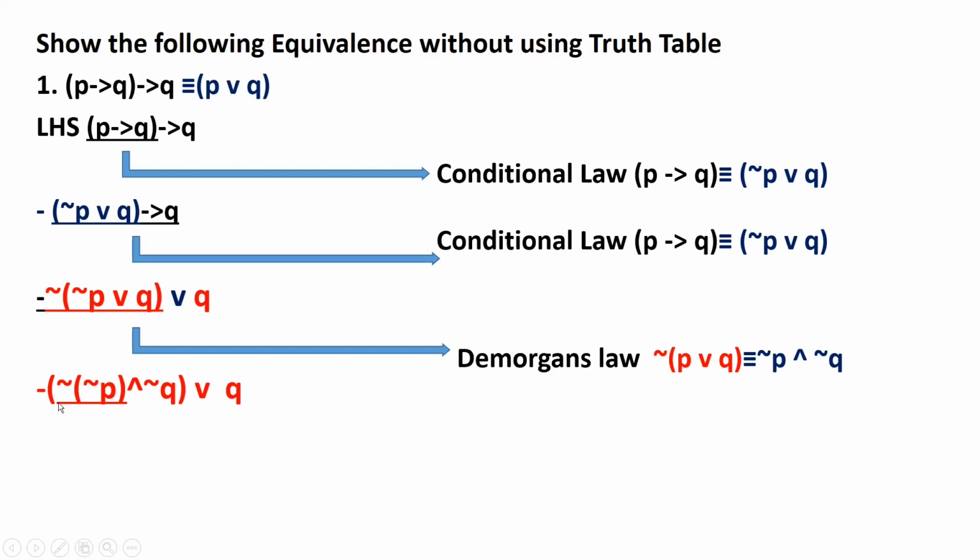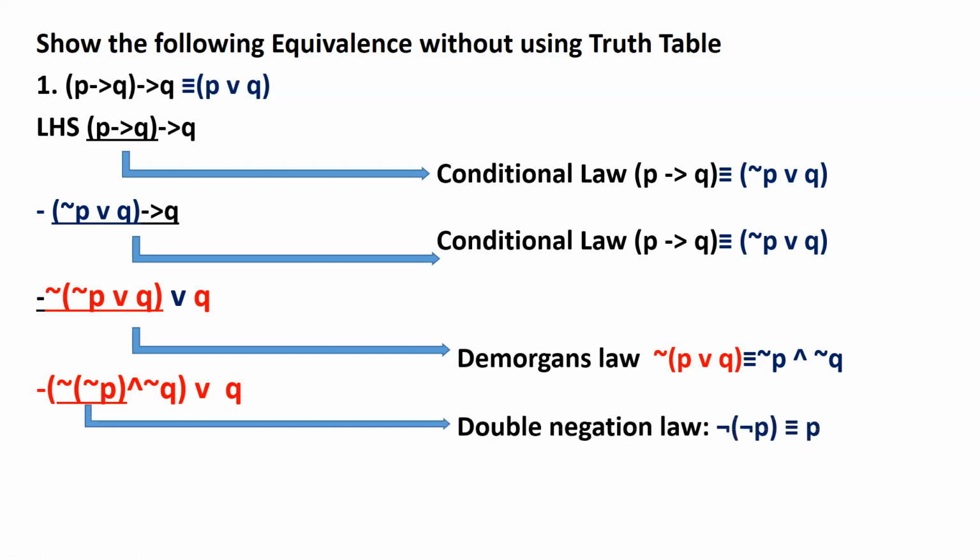Now by looking at this, again we'll get negation present outside the bracket and inside the bracket negation is there. So at that time, which law can we use? Double negation law. Negation of negation P is equivalent to P. So by applying the double negation law, we'll get P and Q or R. At last we'll get here.